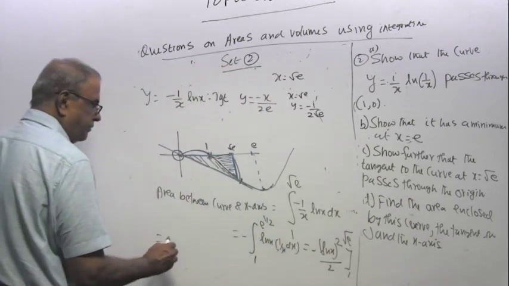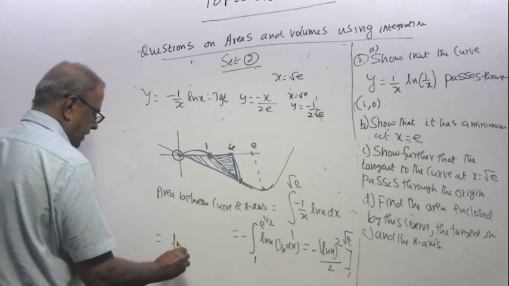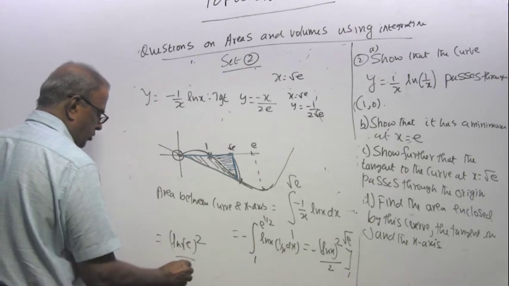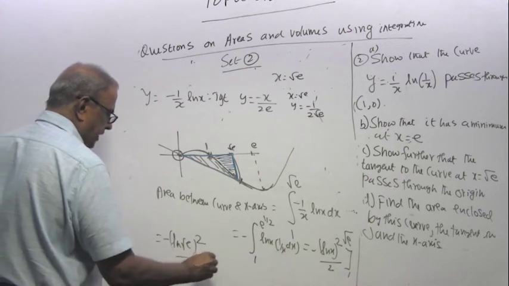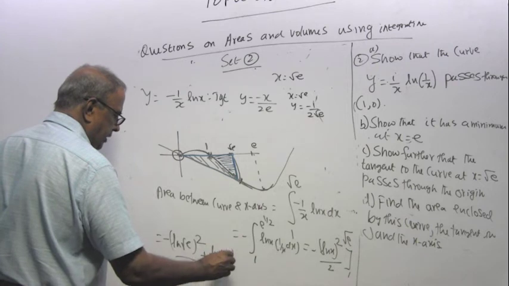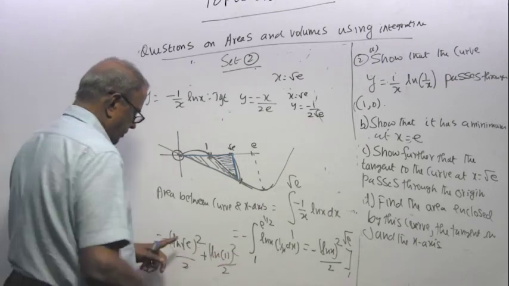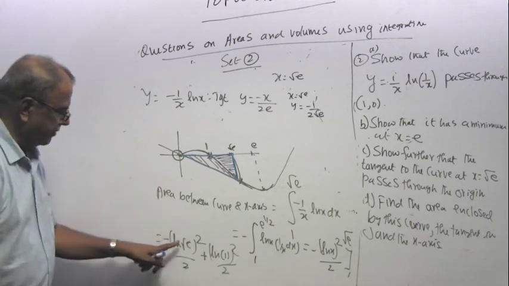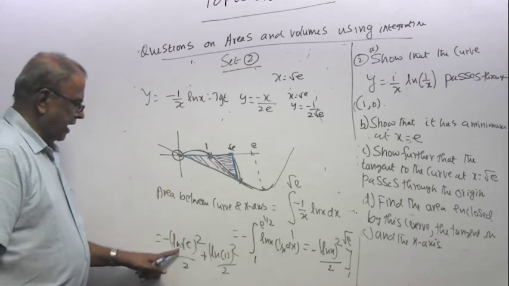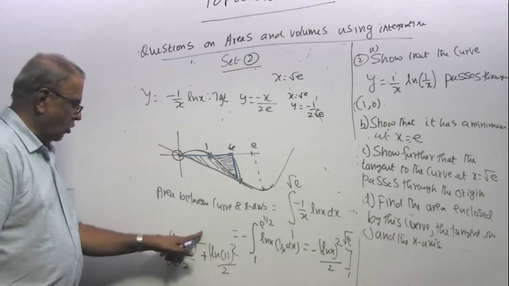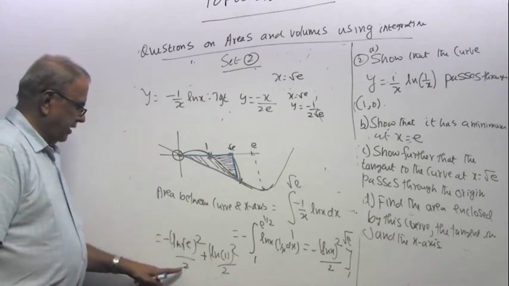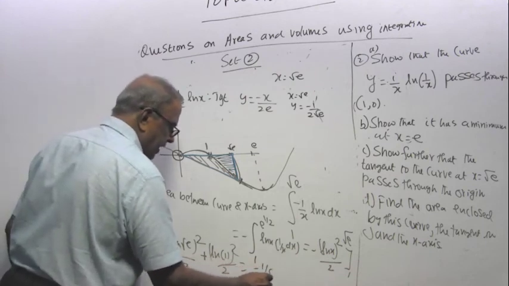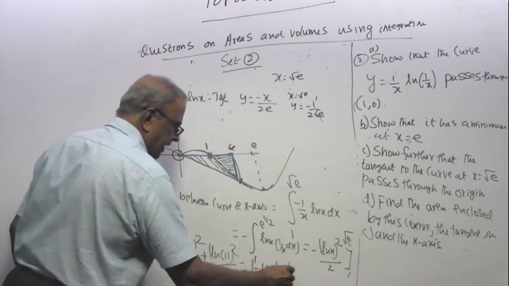So what does it become? It becomes minus ln root e the whole squared over 2, plus ln 1 whole squared over 2. Root e is e power half. I purposely wrote e power half. ln e power half is half ln e, which is half. Half squared is quarter. Quarter over 2 is an eighth. So it's a minus 1 over 8. I want the modulus, so the area is 1 over 8.